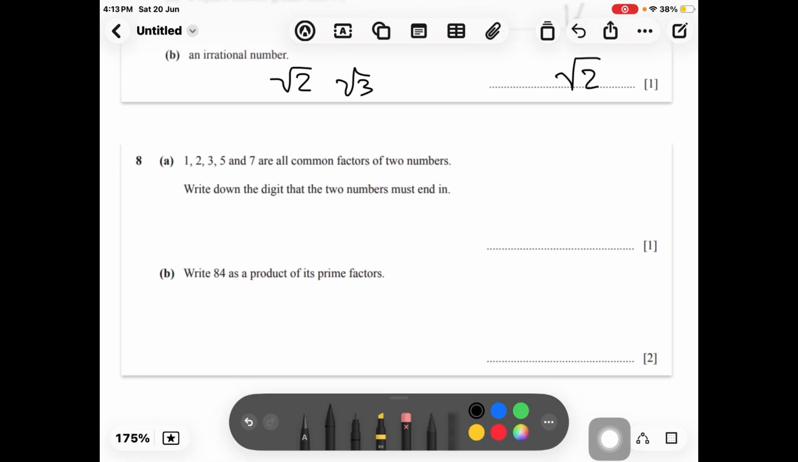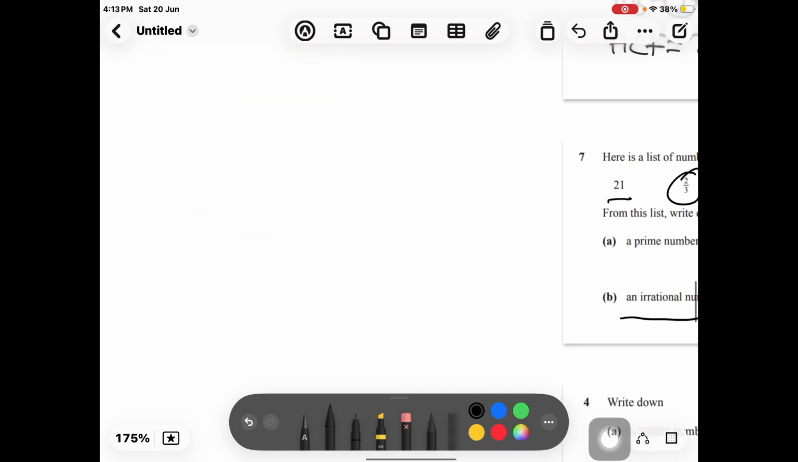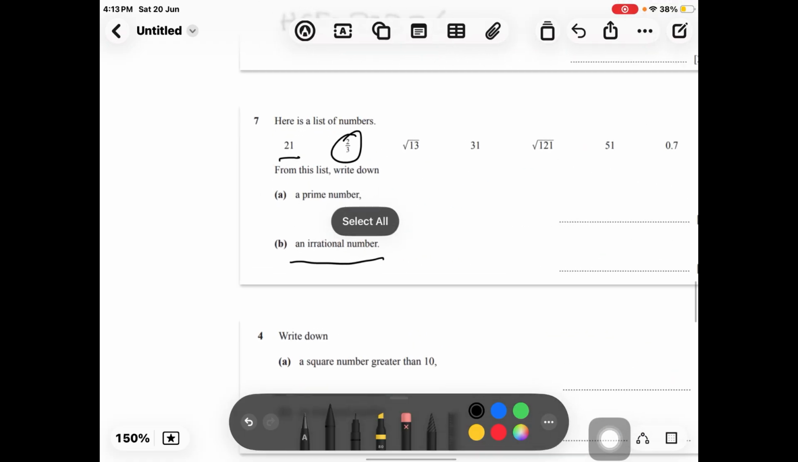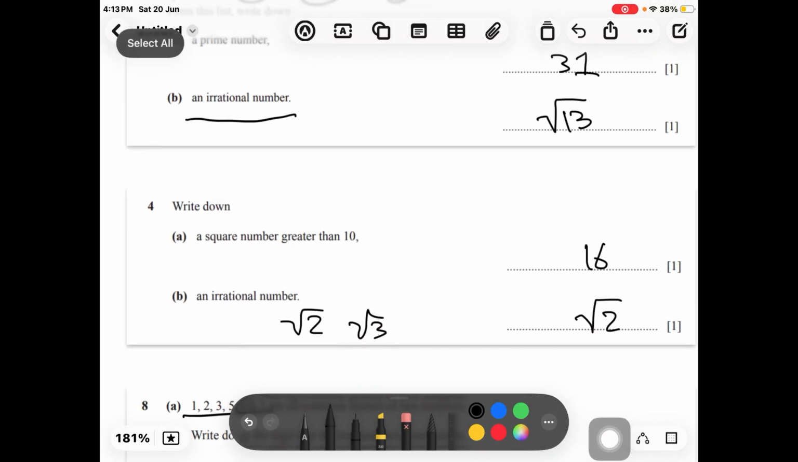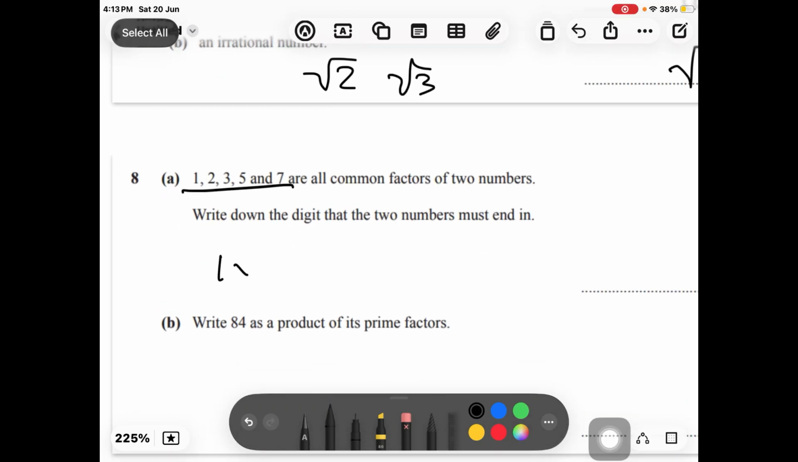Next, we have the common factors of two numbers, 1, 2, 3, 5, and 7. We need to write down the digit that the two numbers must end in. Now, this is a slightly tricky question, but a simple way to do it is to just multiply all the factors. So 1 times 2 times 3 times 5 times 7.